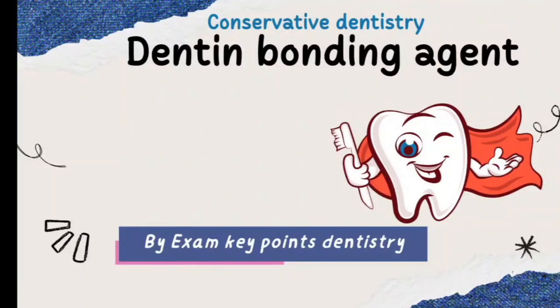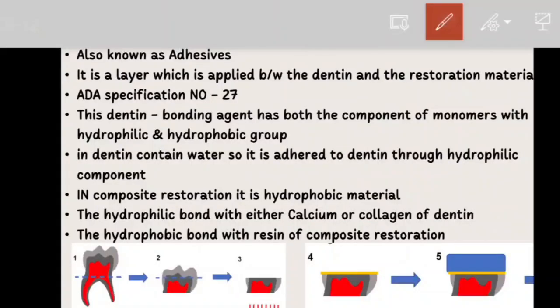Today we are going to learn an important topic from conservative dentistry, that is dentine bonding agent. This topic is very important for BDS exam, so watch till the end. So what is dentine bonding agent? Dentine bonding agent is also known as adhesive. It is a thin layer which is applied between the dentine and the restoration material, especially the composite.